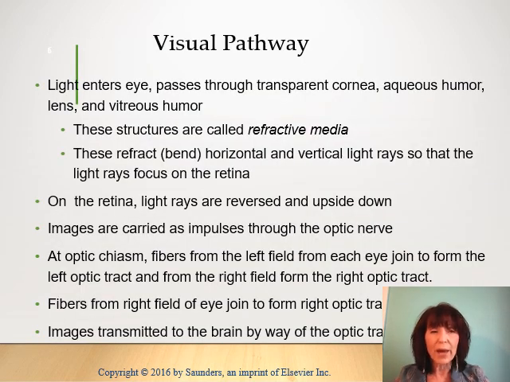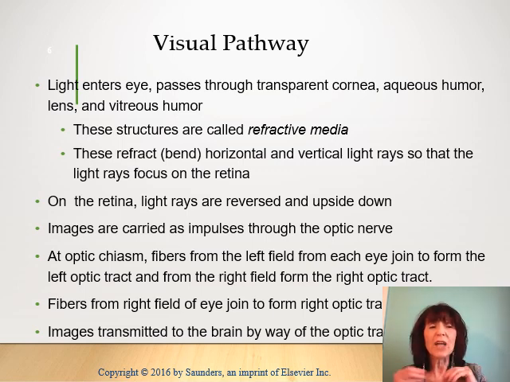The visual pathway. So the visual pathway, the light enters the eye and passes through the transparent cornea, the aqueous humor, lens, and the vitreous humor. These structures are called refractive media. These refract or bend horizontal and vertical light rays, so the light rays focus on the retina. On the retina, light rays are reversed and turned upside down. So everything at first is upside down. The images are carried as impulses through the optic nerve. And the next picture I'm going to show you, it'll make a little bit more sense.